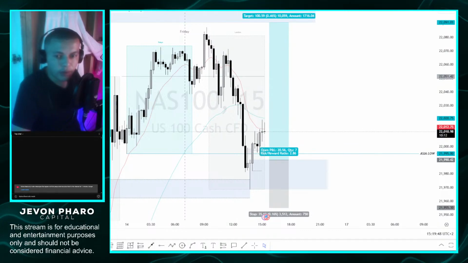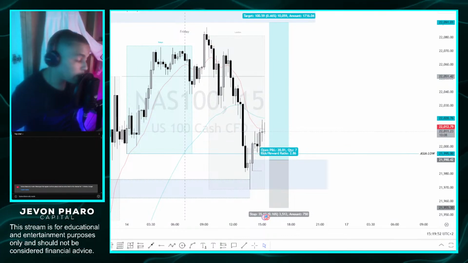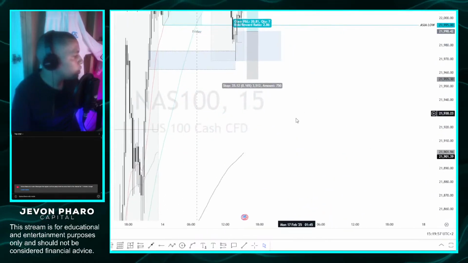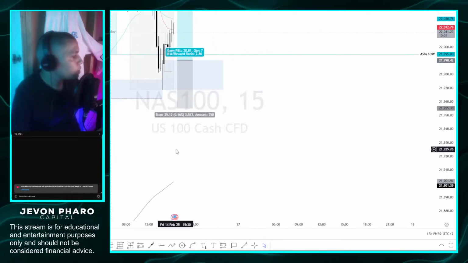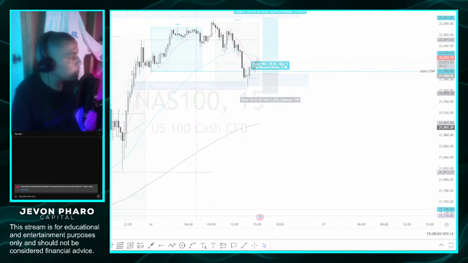Alrighty, let's hop right into this. I've already placed my pending order. Now, there's two zones I'm looking at here on Nasdaq. Just want to flip to the 5-minute real quick.